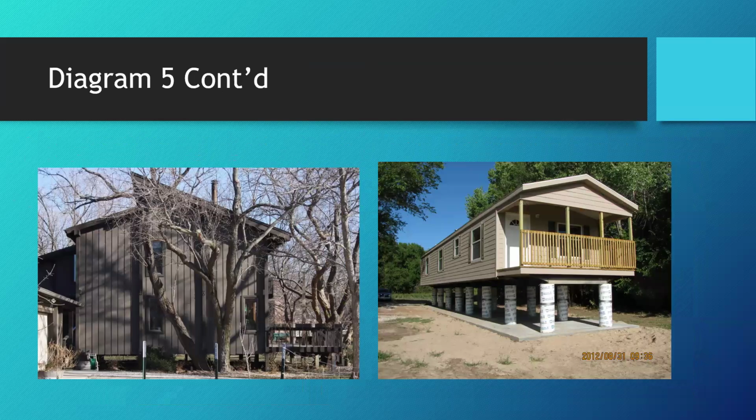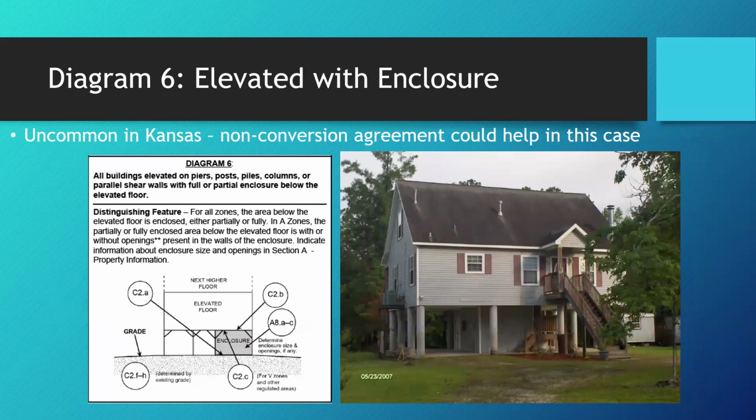So these are a couple of other examples. Again, you can see all the way through underneath the structure on both of them. So again, as long as those are firmly attached and elevated high enough, they are allowed. So diagram 6 is very similar to that, but it has a partial enclosure underneath. So just part of the building has that enclosure underneath it. And so that can only be used for parking, storage, or building access. So basically a garage, it cannot be converted into living space, as that would typically be below the base flood elevation in the special flood hazard area.